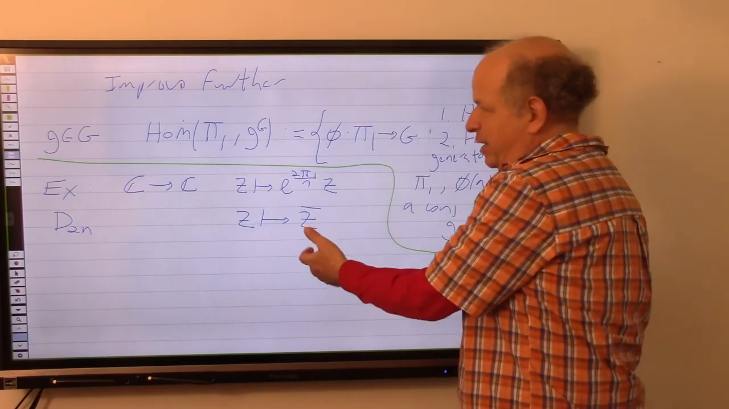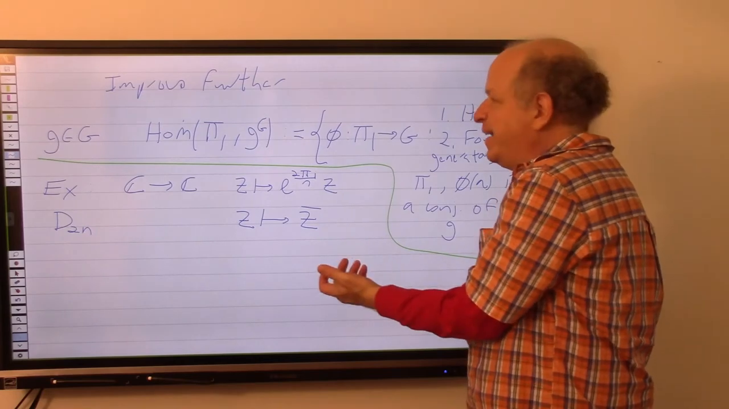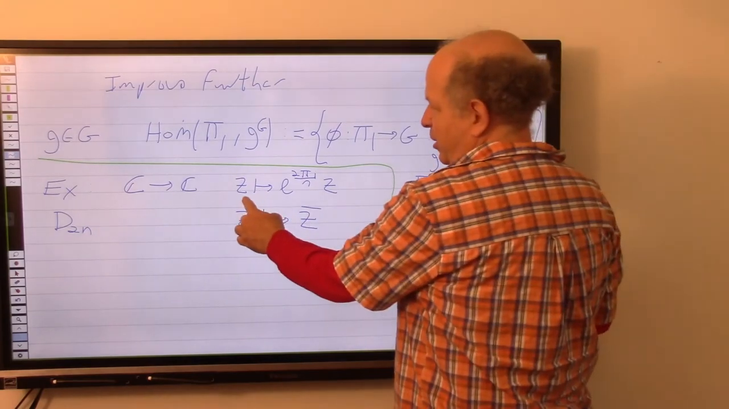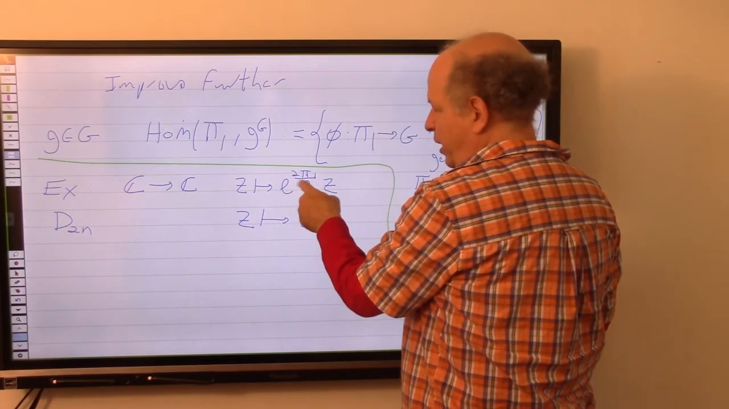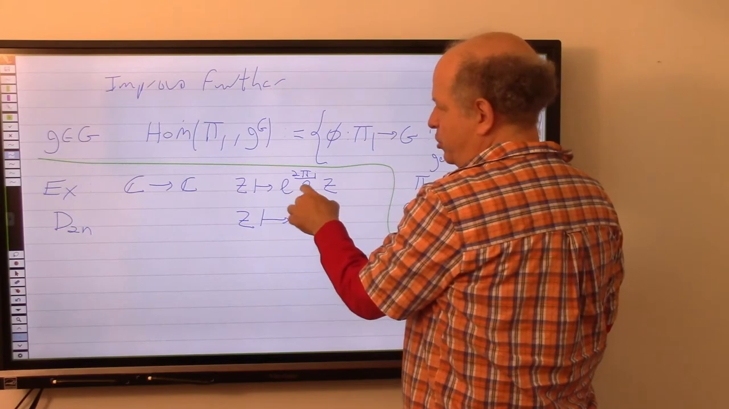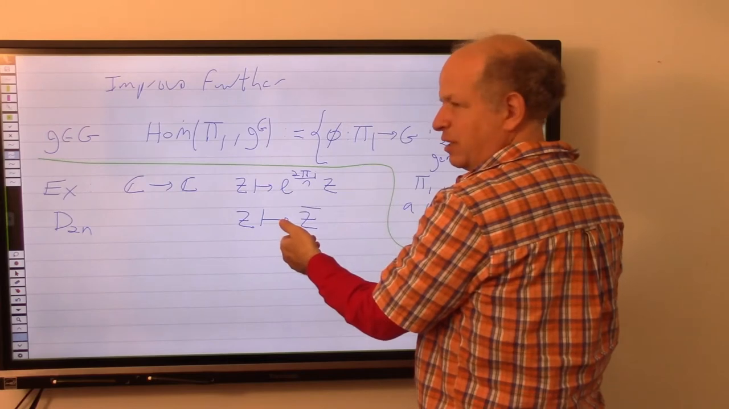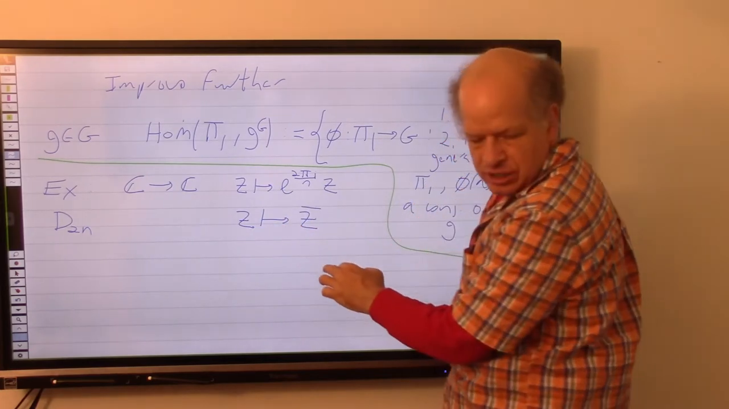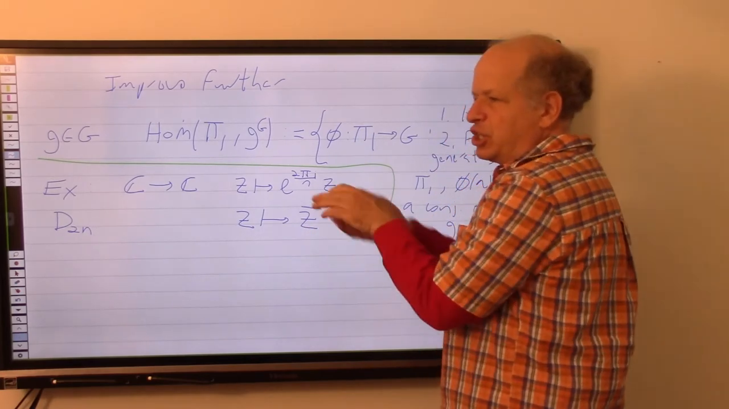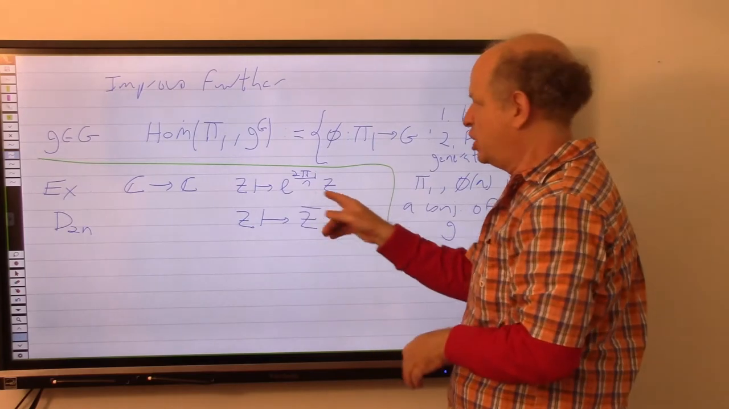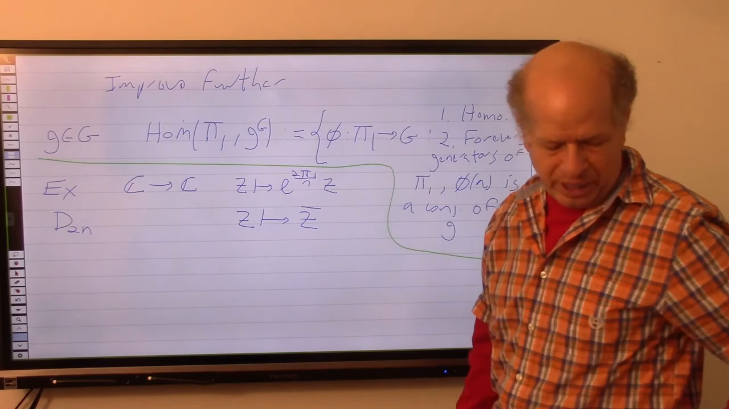Now, if you think about it, there are 2n elements of the group. There are rotations by powers of this number, namely by multiples of 1 over n, and such rotations and conjugations which are followed by rotation, so reflection and then rotation by one of these powers of e to the 2 pi i over n.